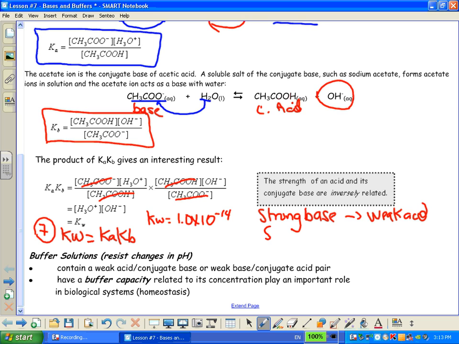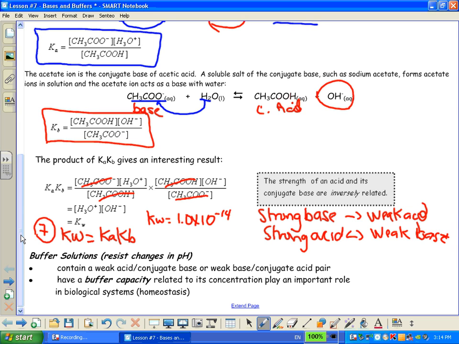And if you have a strong acid, its conjugate base would be a weak base. And that will make more sense in a second. Okay, so keep that in mind when we start to do our practice problems.